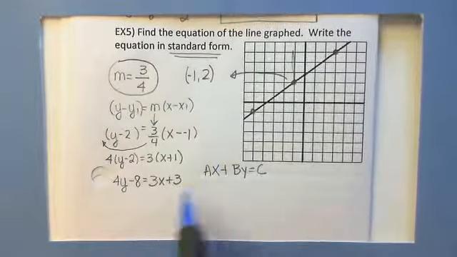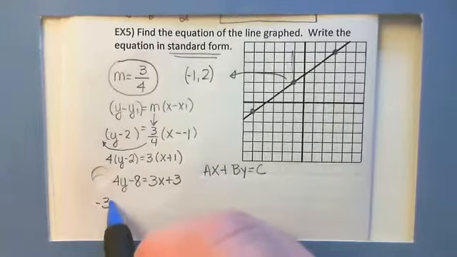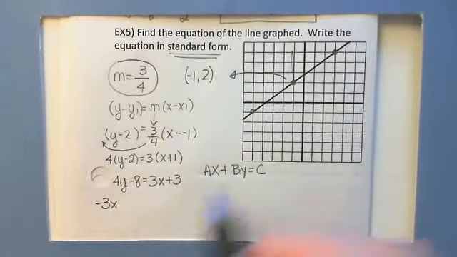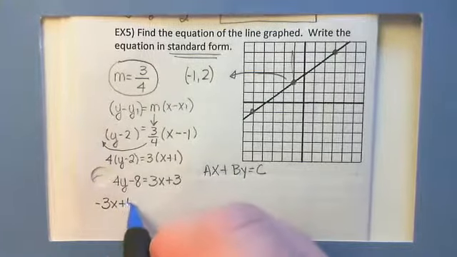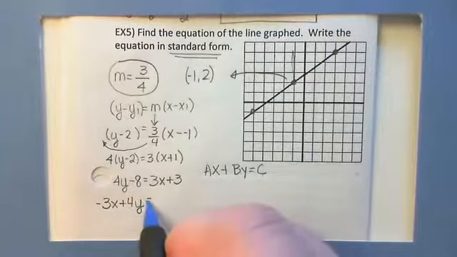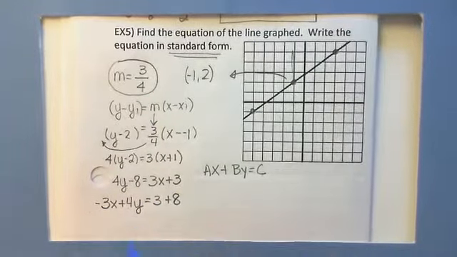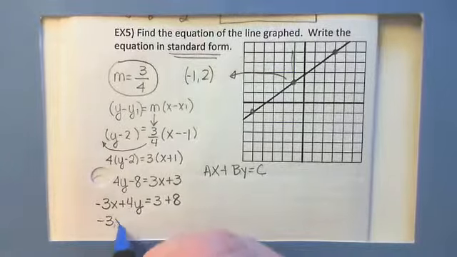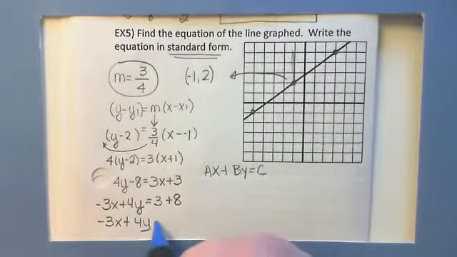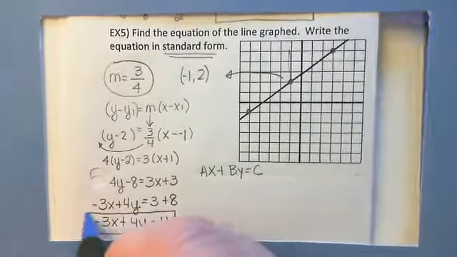So basically, the number with the x has to be on the left, so we're going to move that 3x to the other side. The number with the y stays on the left side, so we just leave it there. And the numbers without x are going to go to the right, so this would be 3 plus 8. And so this would be 3x plus 4y equals 11. So this would be my standard form.